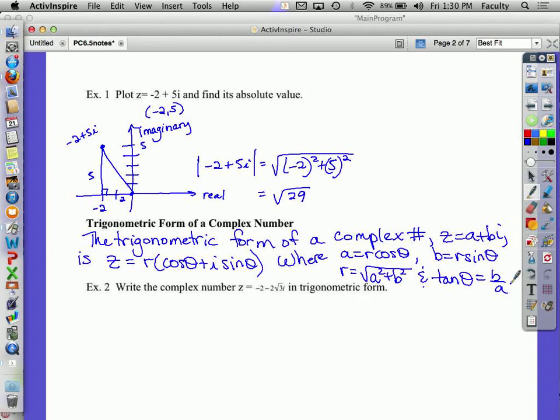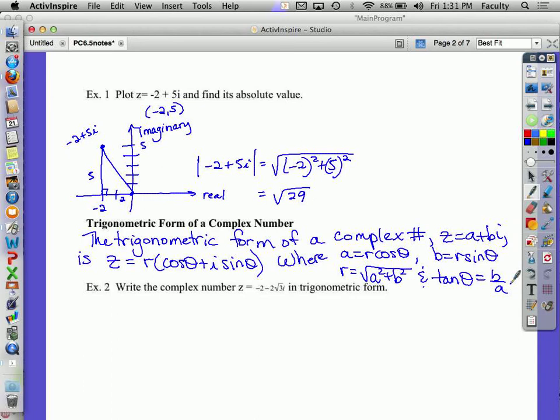We also know something from our unit circle, that a, like the x coordinate, is r cosine theta. B, like the y coordinate, is r sine theta. And then we already saw this: the magnitude was the square root of a squared plus b squared, so r is the same thing. Tangent theta is b over a.